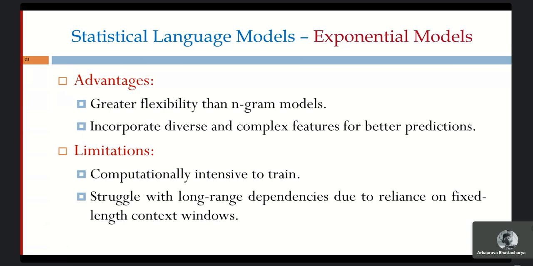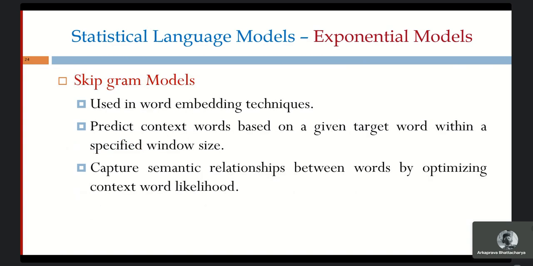Like n-gram models, maximum entropy models still struggle with long range dependencies because they actually deal with a fixed length of context window. So based on the context, maybe it would be the window which it is trying to look for.